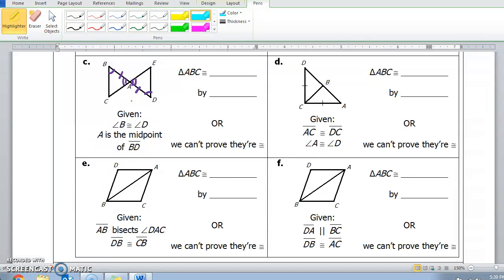Next, we can say that we have enough information to prove congruent triangles. It is angle, side, angle, because this side is included between the two angles that are congruent to corresponding angles on the other triangle. So by angle, side, angle, we know that triangle ABC is congruent to triangle ADE.